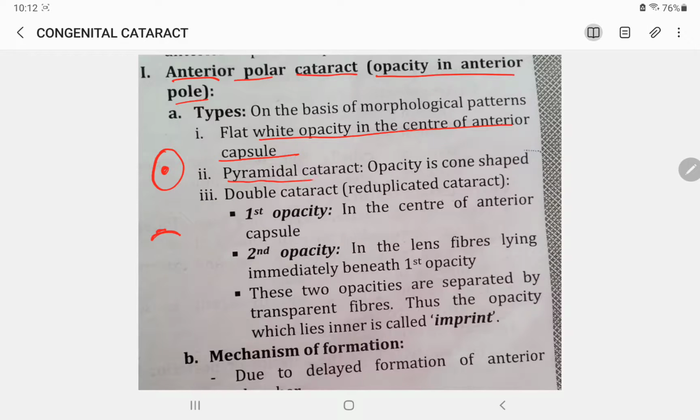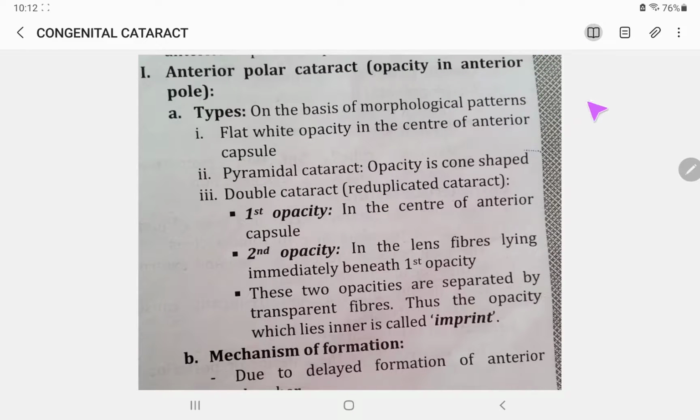Another kind is the pyramidal cataract, which means the opacity is cone shaped. How is it cone shaped? Like this. If this is the capsule, let's place a cone here. So this is the pyramidal cataract of the anterior polar cataract.